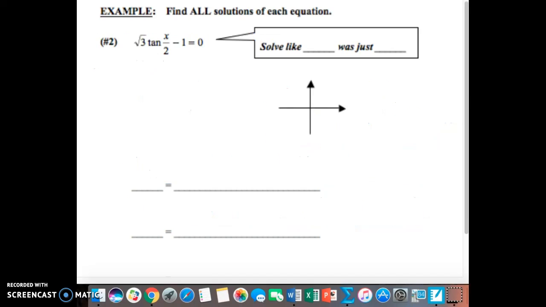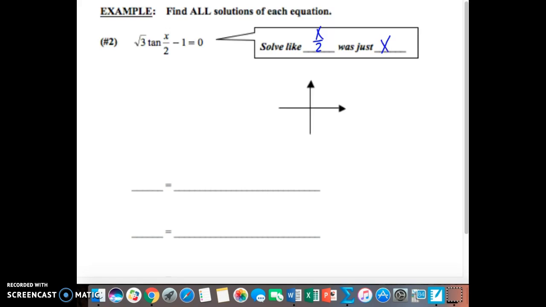And lastly, for our last example, it says find all solutions of each equation. This is just asking for the formulas that we get rather than solutions on a certain interval. Number 2, we have the square root of 3 times tangent of x over 2 minus 1 equals 0. We're going to solve like x over 2 is just x.